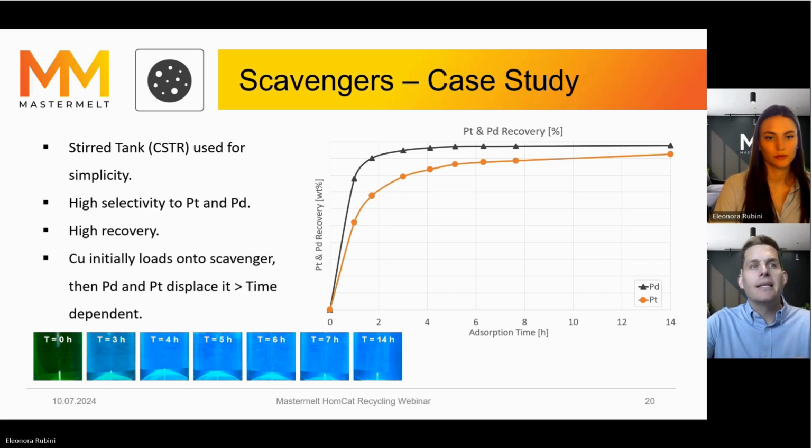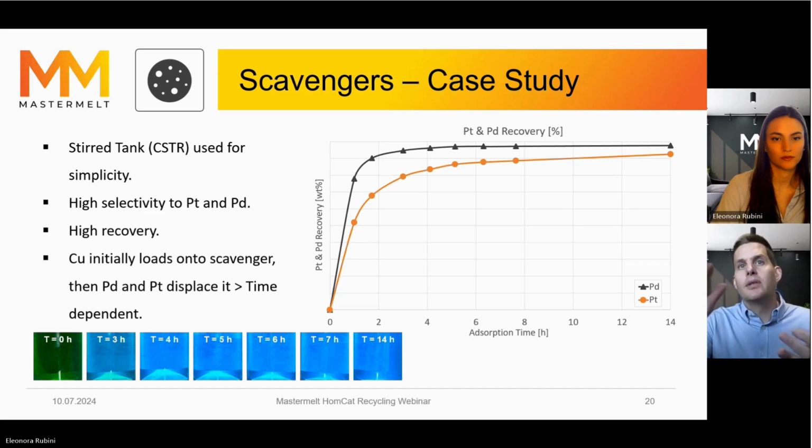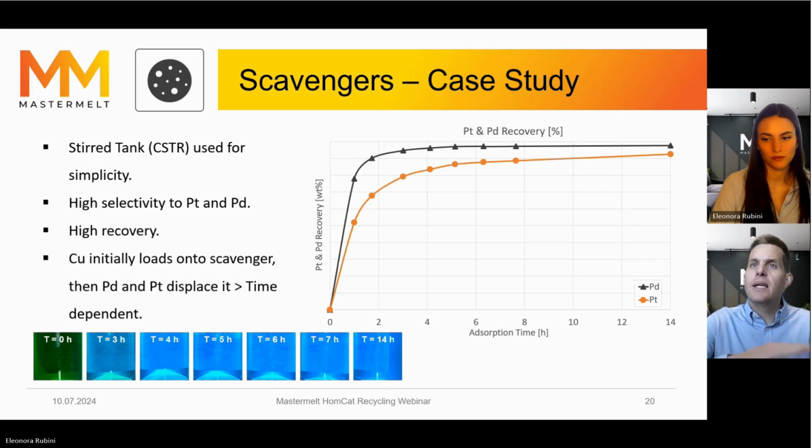The scavenger we selected was highly selective to the palladium and platinum, which you can see was selectively bound to the scavenger quite quickly, in the 60, 70, up to 90%. And then gradually over time, we got up into the high 90s, which is where we'll be looking to do every time. So the customer gets a really high recovery. And also this scavenger in particular, the copper binds to the resin to start with. And then over time, the palladium and platinum displace it, which means we were able to also recover the copper for this customer.